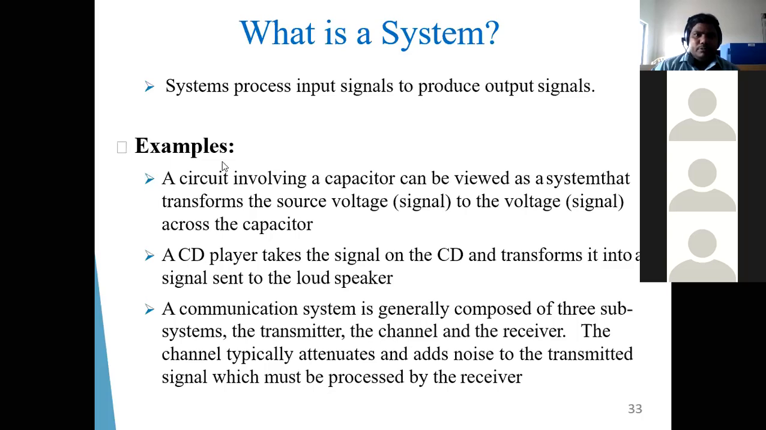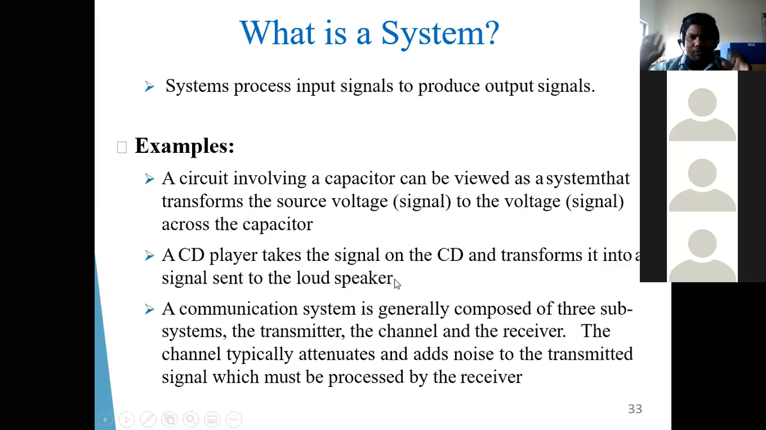Now, this is the simple definition of a system. Systems process input signals to produce output signals. So the better example is an amplifier circuit. As examples of a system, a circuit involving a capacitor can be viewed as a system that transforms the source voltage, which is nothing but a signal, into the voltage signal across the capacitor. This is one of the simple circuits. Whereas a CD player takes the signal on the CD and transforms it into a signal sent to the loudspeaker.